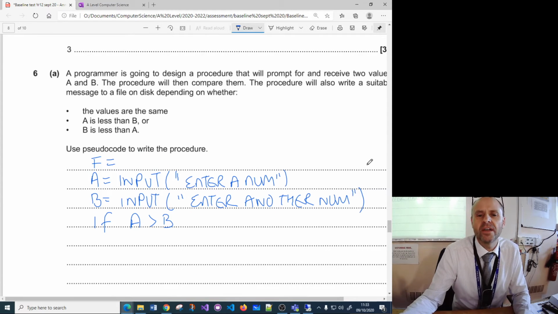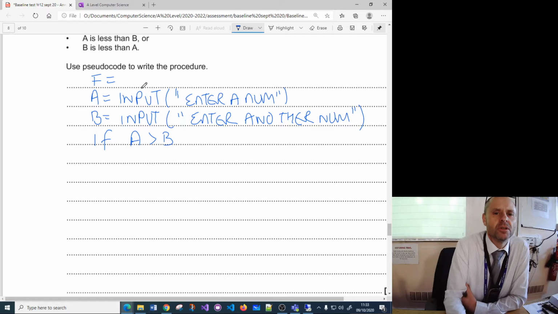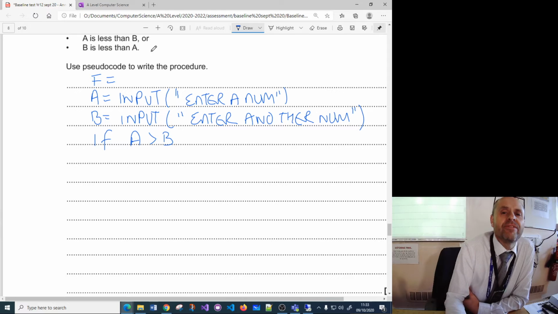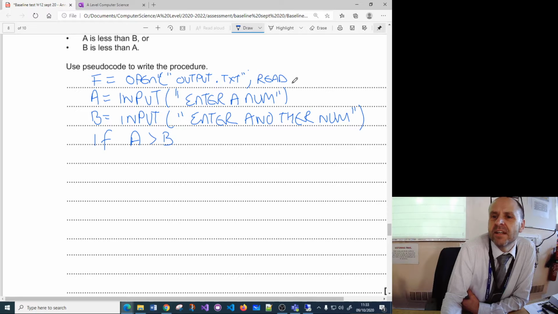Right, so I'm going to say F equals, and I want to open a file. So it's pseudocode. As long as I'm making it clear that I'm messing about with a file, I'm just going to say open, and then I'm going to have a name, output.text or something I'm going to call it. And I'm going to just put some indicator that I'm either reading or writing. So for this one, what am I going to do? Read or write this file? I'm going to write it.